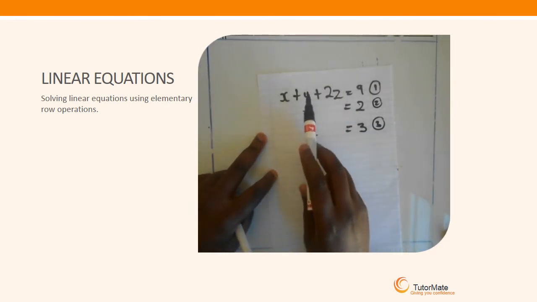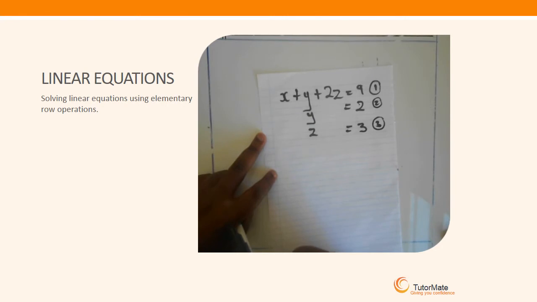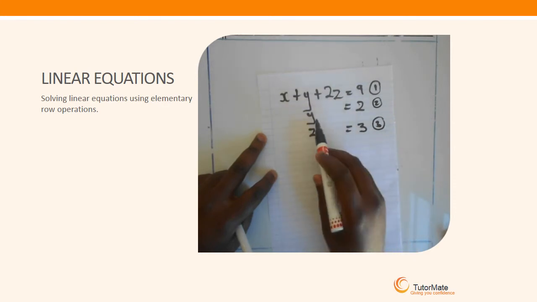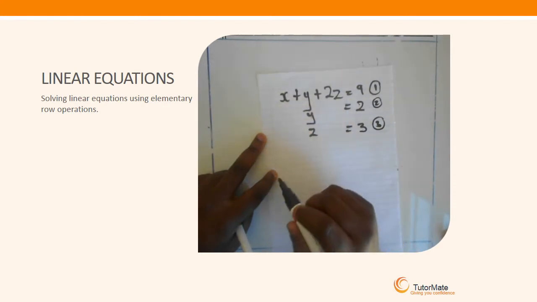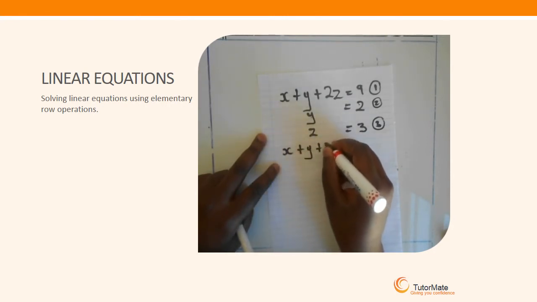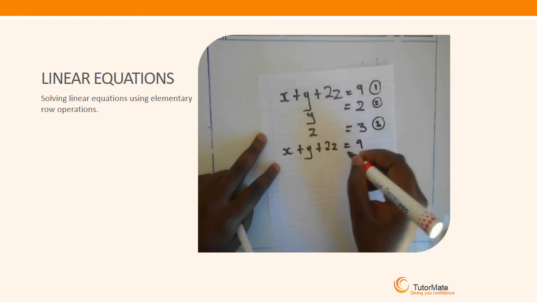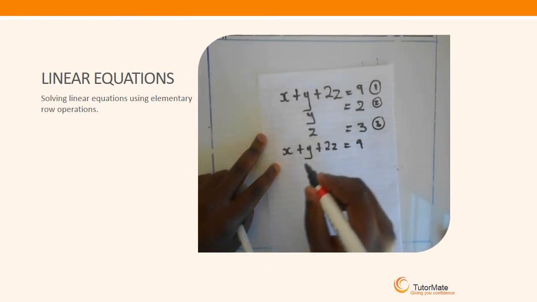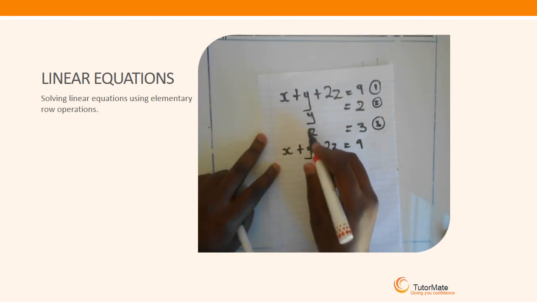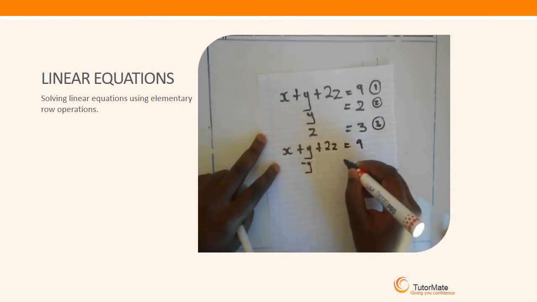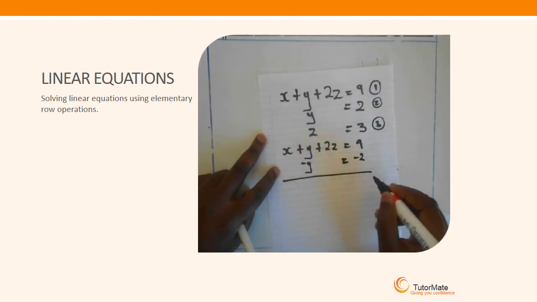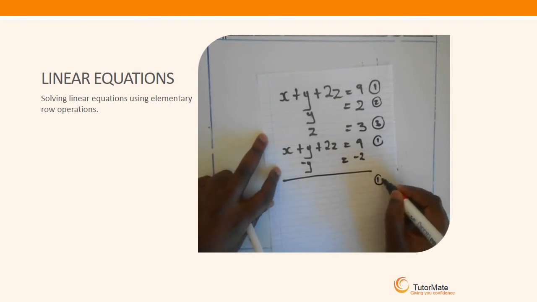Now I move up. I want to eliminate y in this equation. So I add my first equation to my second equation. But however, I have to multiply my second equation by minus 1. So I say my first equation, x plus y plus 2z is equal to 9. Now I'm adding it to equation 2, which I have multiplied by minus 1, so that I can eliminate y. So minus 1 times y is minus y, is equal to minus 1 times 2, which is minus 2.